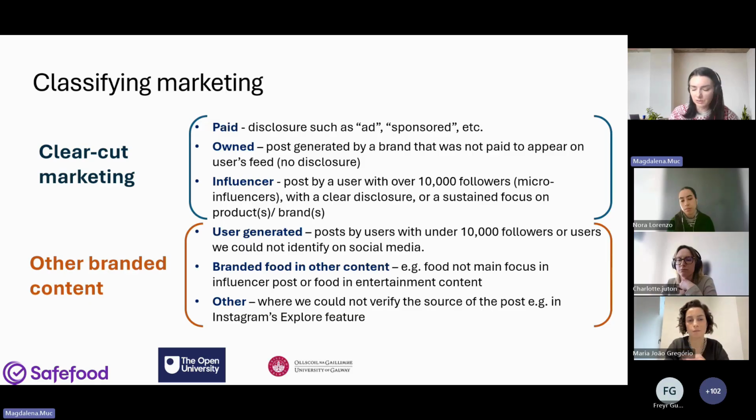So other branded exposures, although they are not likely to be included in policy, have impact on children's behavior and preferences. One is user generated content: anything that is generated by small independent users, a lot of the times, but not always. They are not always independent from the brand's activity, because a lot of the times the brand's campaigns are aimed at creating user generated content. So they will have campaigns that will ask you to create a video with their product, make a challenge, and it would be posted by a user. However, it will be encouraged by the brand. Then there is branded food in other content, like in entertainment, that was not placed there most of the time for commercial purposes, but it's still branded exposure. And there are others which are very difficult to even identify because we don't know who posted them.